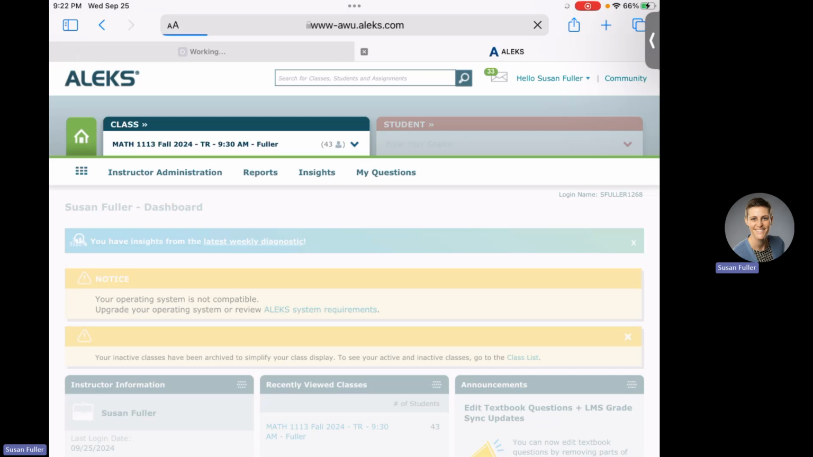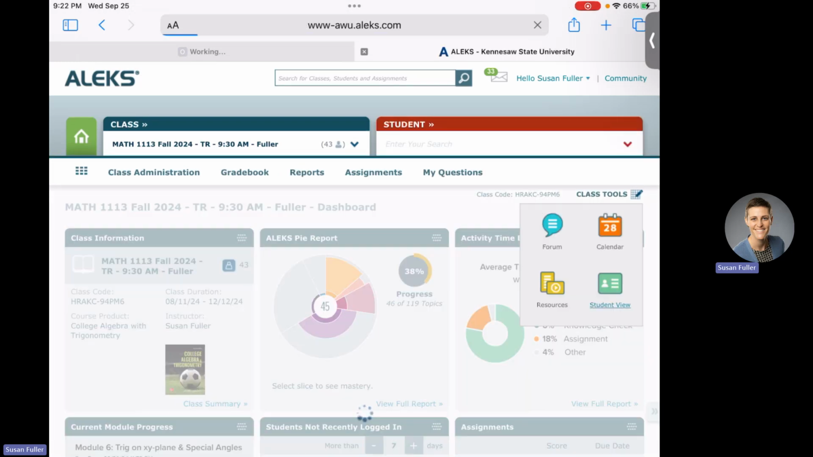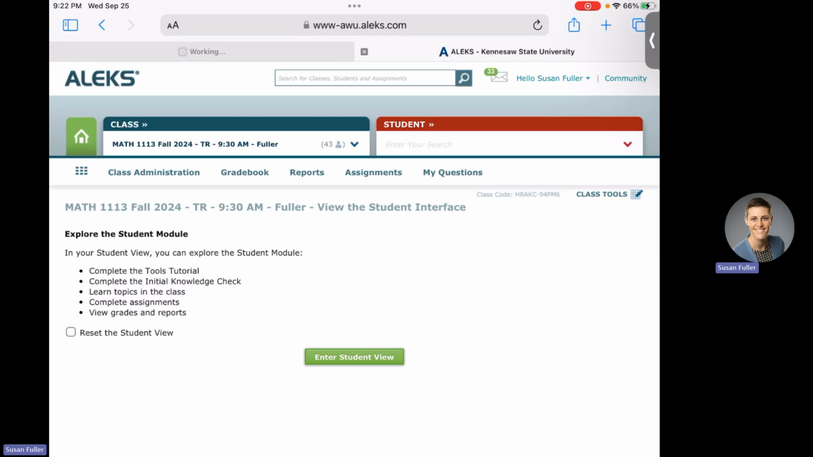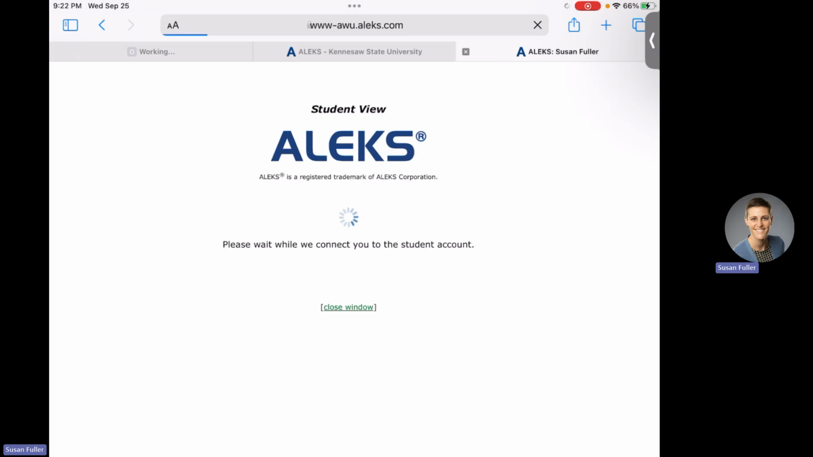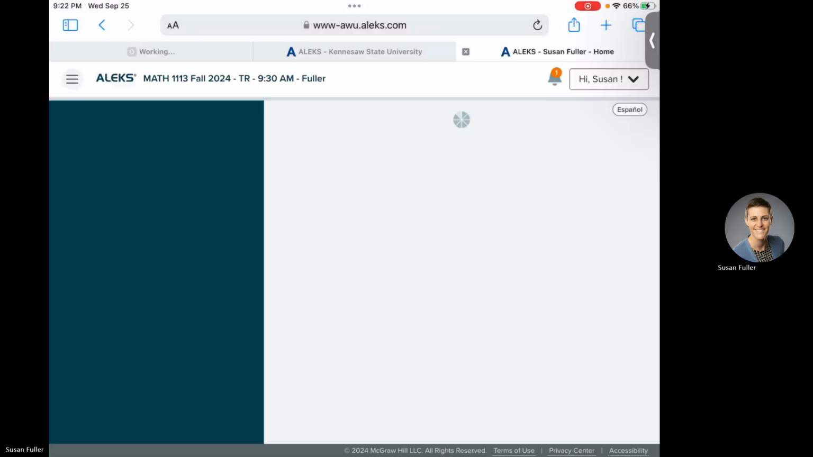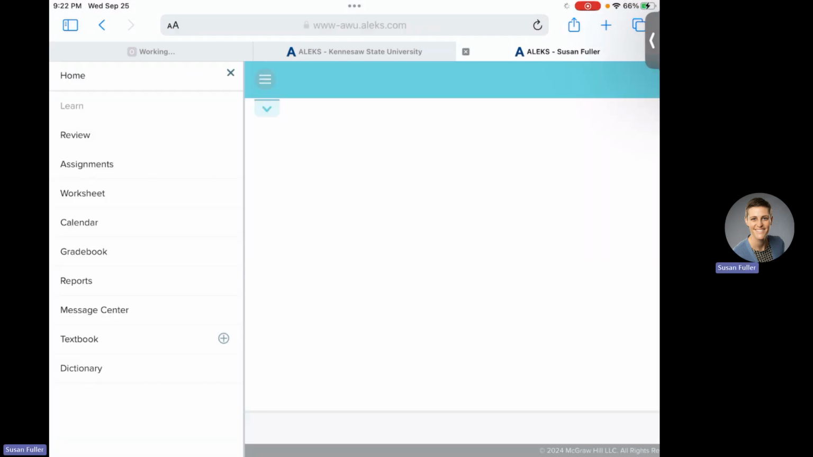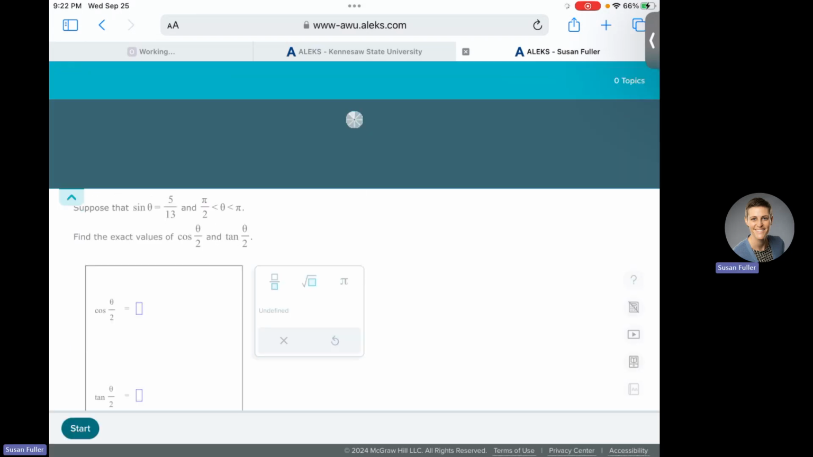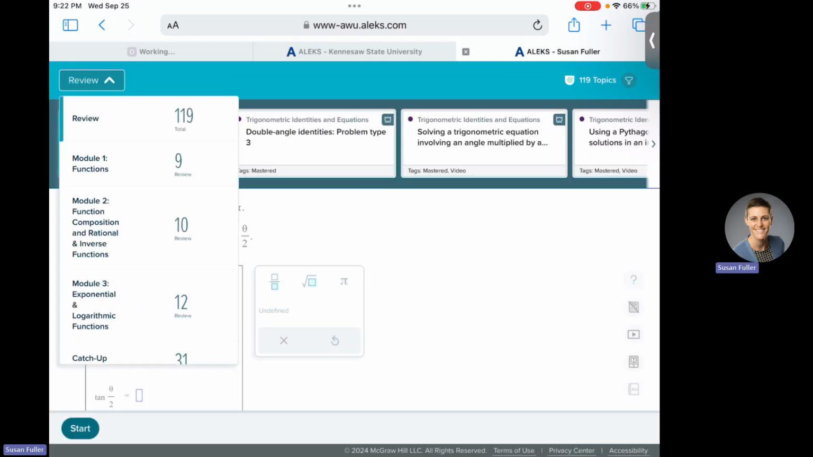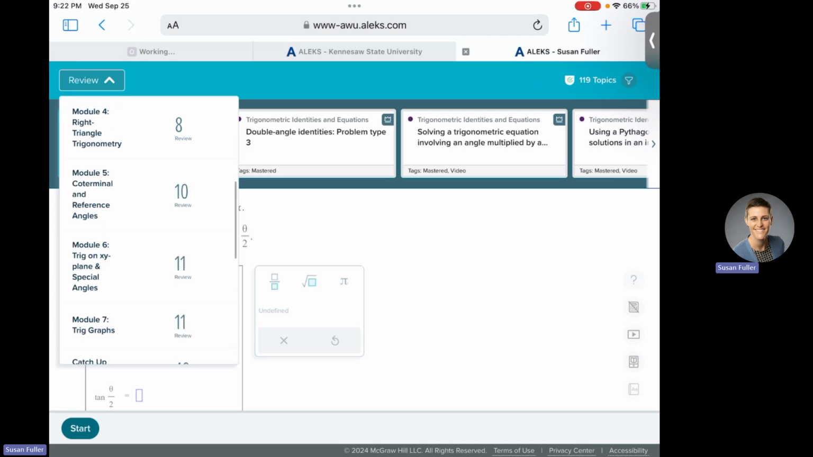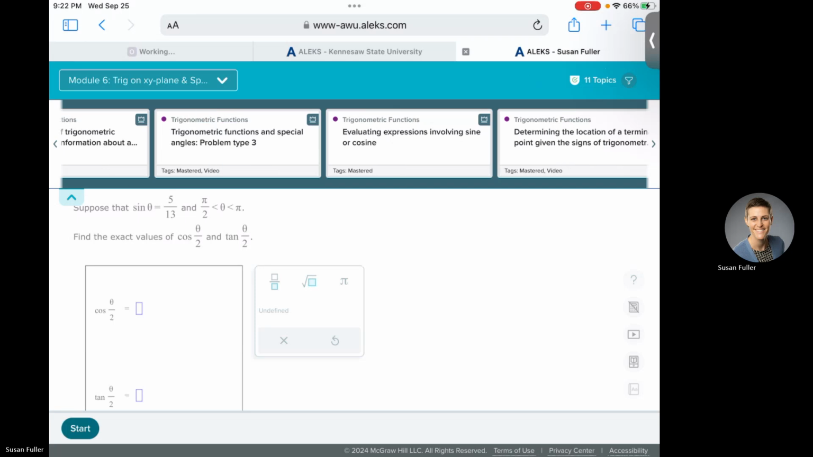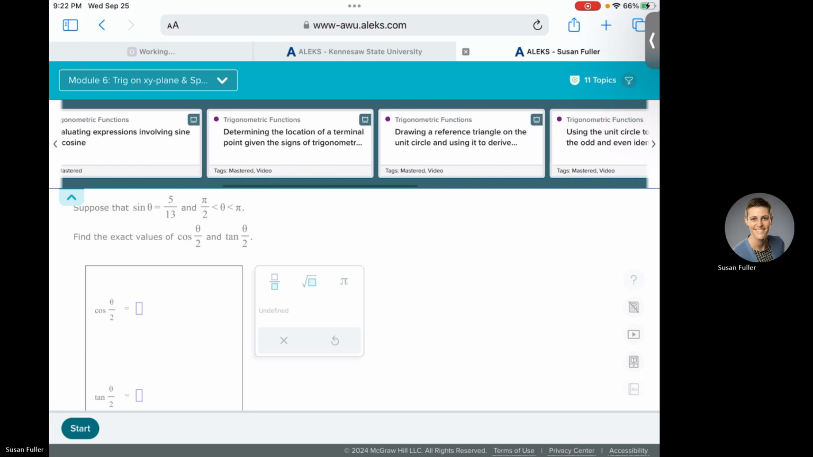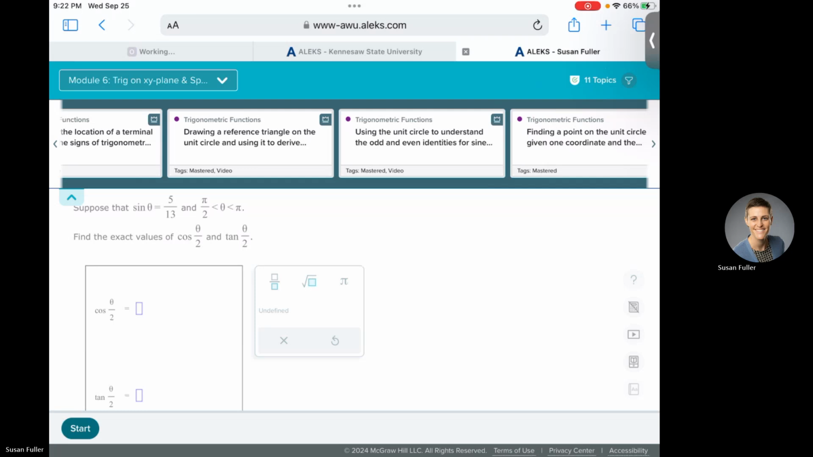Okay, so I'm going to try to show you how to use ALEKS here. And so I want to work a problem from here. Review. I'm going to go up here to review, and I'm going to go to module 6. And the one that I wanted to do was this one, I think. Let me see.